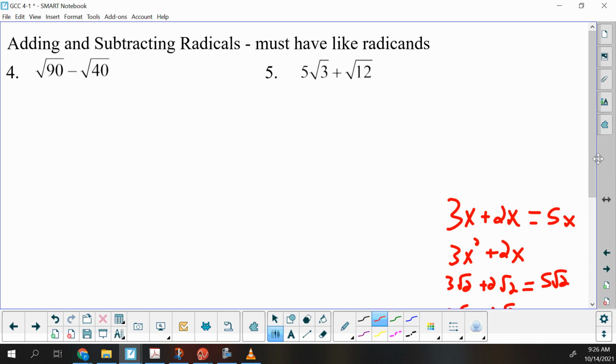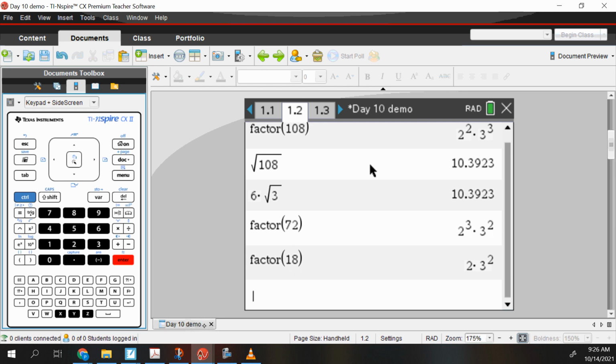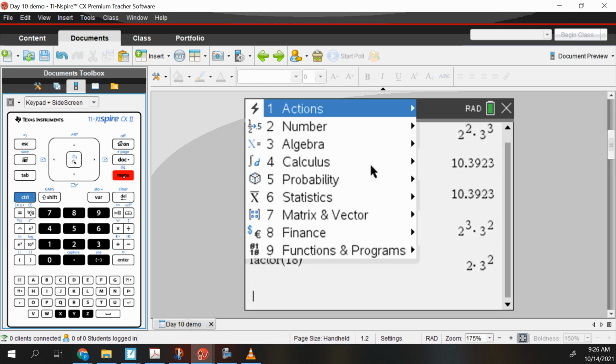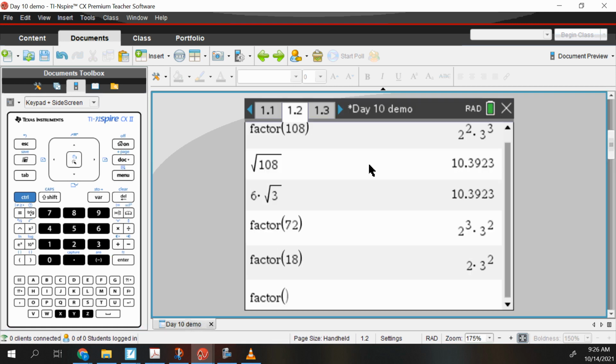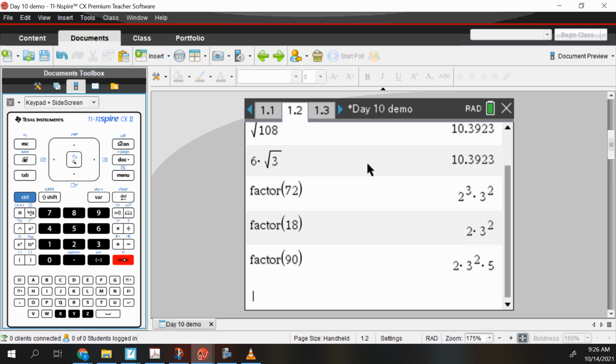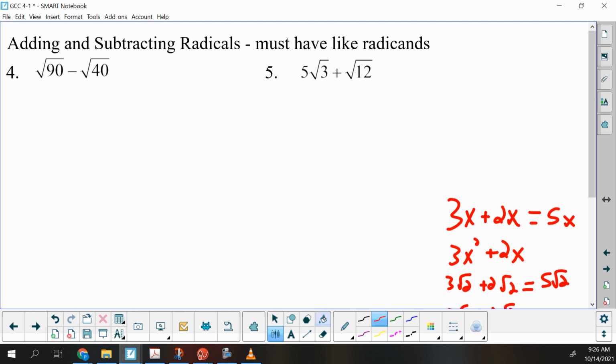So the one thing about this one is we're subtracting here. There's not like things under the radical, but we might be able to simplify them. So we want to see if square root of 90 will simplify. So we'll do our menu number factor for 90. We get 2 times 3 squared times 5. So this is going to be the square root of 2 times 3 times 3 times 5. We'll do our minus sign.